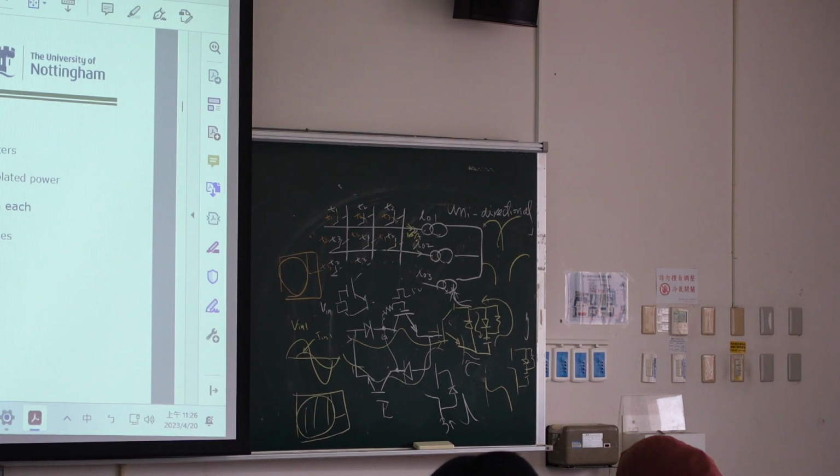So in general, people buy this device, not common collector. People use the common emitter circuit. So this is better.